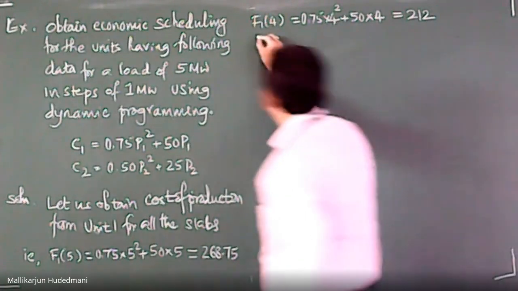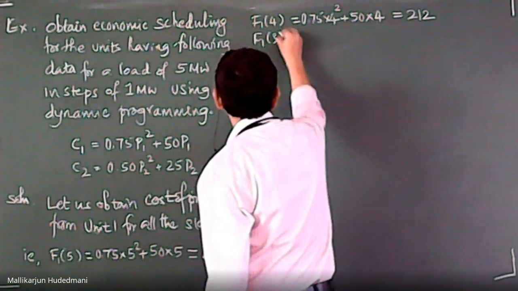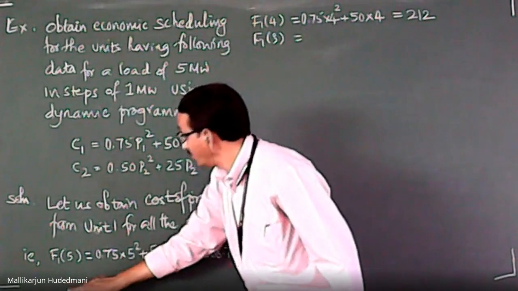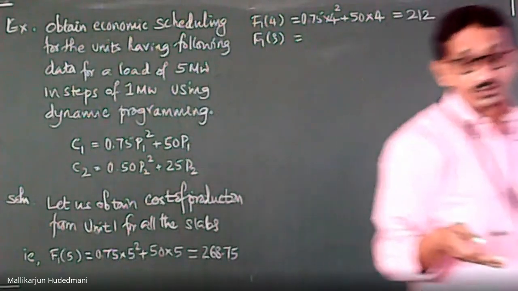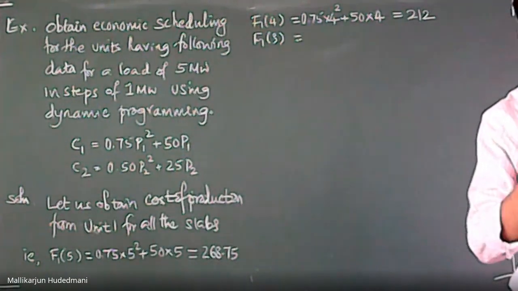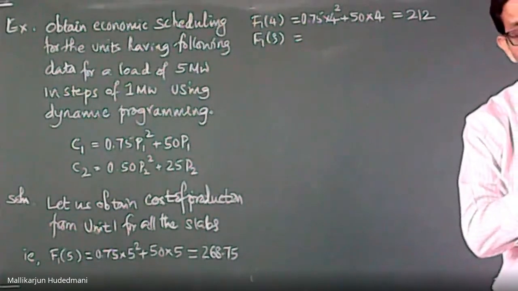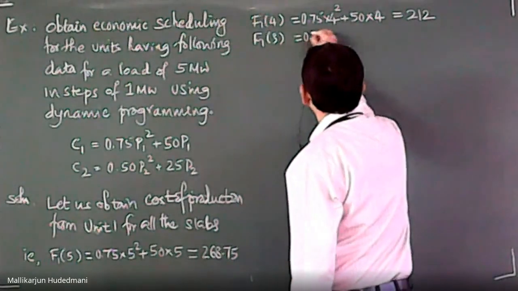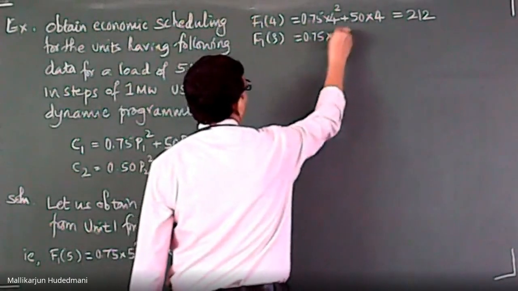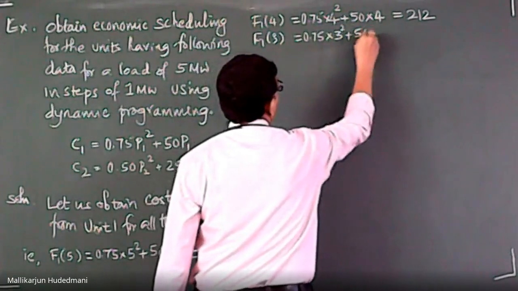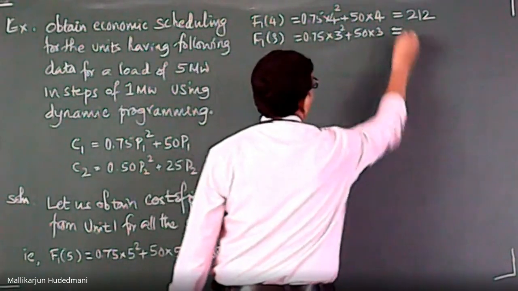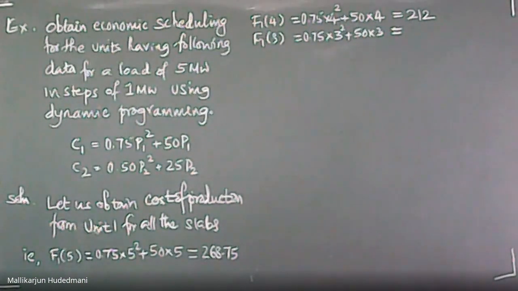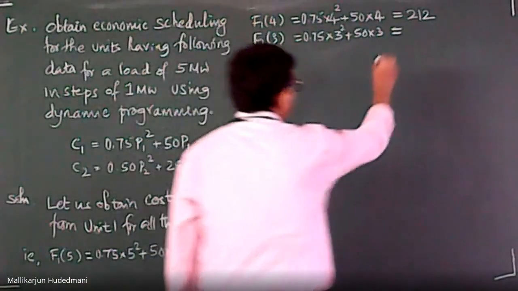Likewise, I should do F1 for 3 megawatt. Nothing wrong if I start with F1 of 1, 2, 3, 4, 5; I am going in reverse order. It is not wrong if I go with 1, 2, 3, 4, 5. Absolutely acceptable. Then this will be 0.75 into 3 square plus 50 into 3, which works out numerically to 156.75.